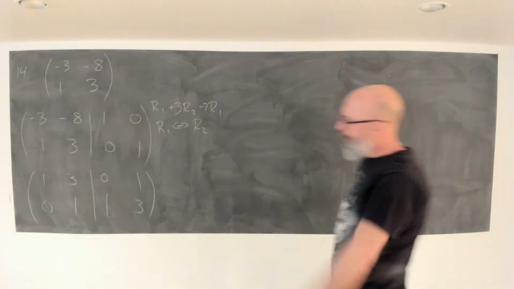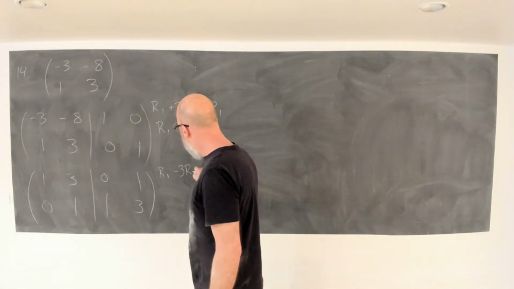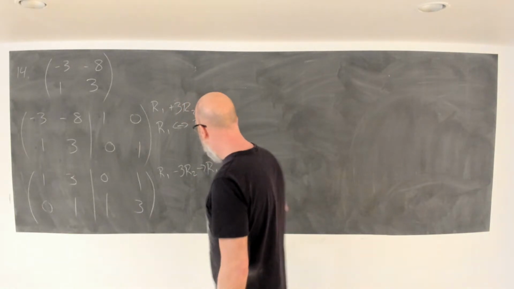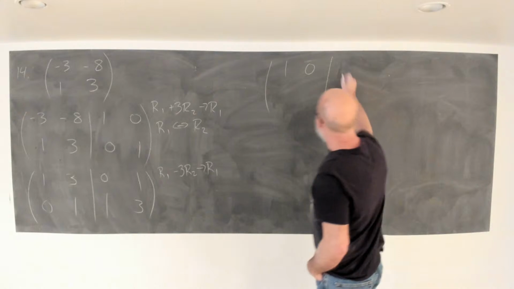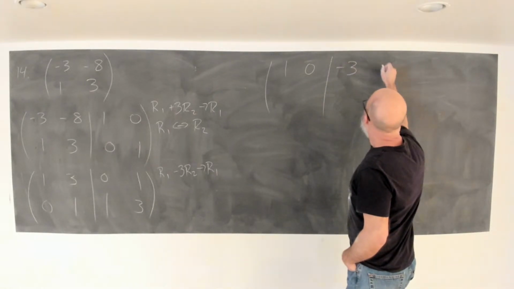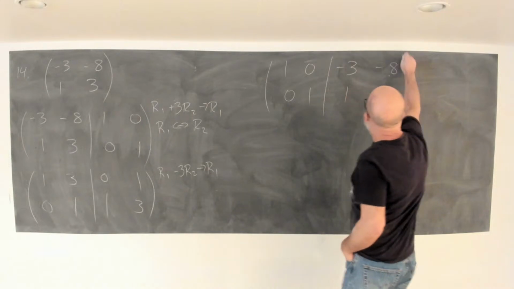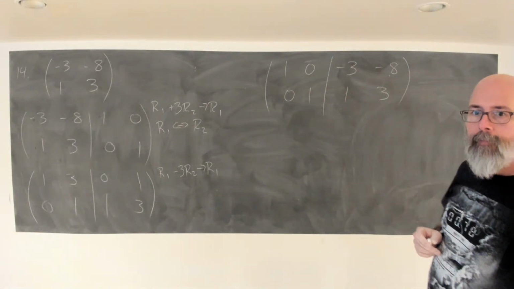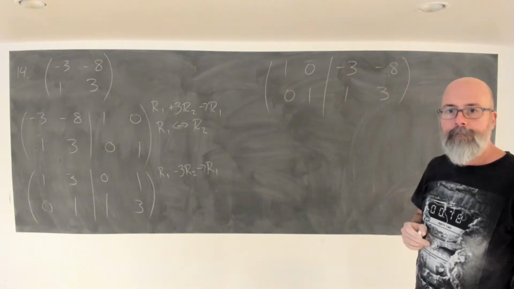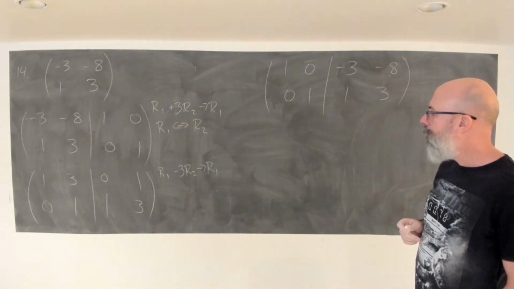And let me finish it up by saying row 1 minus 3 row 2 for row 1. There we go. Glad I could be of help.